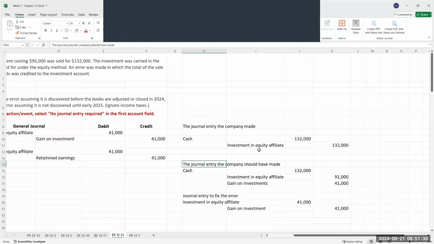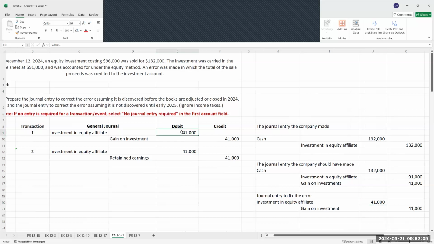But the journal entry that the company should have made is debit the cash for 132,000, write off the investment on the books, which was carried at 91,000. And then the difference between the two, we have something worth 91,000. We sold it for 132,000. That's 41,000. So therefore, in order to fix the error, we needed to reduce the balance in the investment in equity affiliate from 132,000 to 91,000. So the difference between the two is 132,000 minus 91,000. So therefore, the journal entry to fix the error would have been 41,000 debit to investment in equity affiliate.